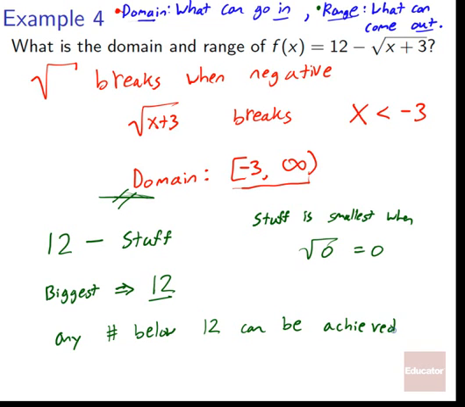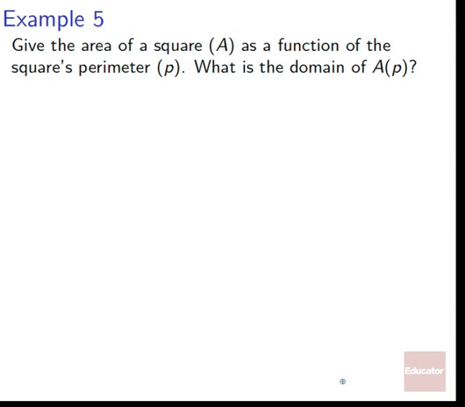So we have our range is going to be everything from the lowest possible all the way anywhere up from -infinity up until 12. Now we ask ourselves, can we actually achieve 12? Yeah, we can. We can actually get to 12, so we include 12. So our range is from -infinity to 12. There's our answer. Final one, we've got a word problem.